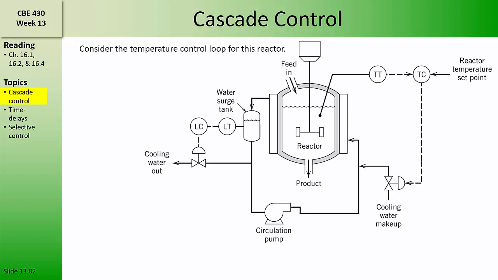To understand how cascade control works, we'll introduce it by way of an example. Consider the temperature control loop on this jacketed stirred tank reactor. Presumably, the reaction occurring here is exothermic, and heat must be removed from the reaction to maintain constant temperature. That heat is removed by a jacket containing circulating cooling water. A control valve on the cooling water makeup is used to manipulate the flow rate of the incoming cooling water.